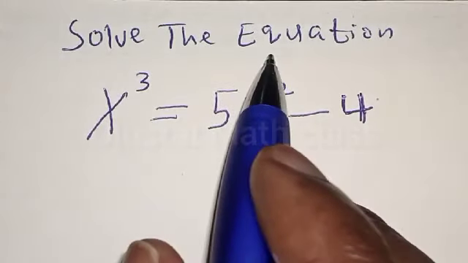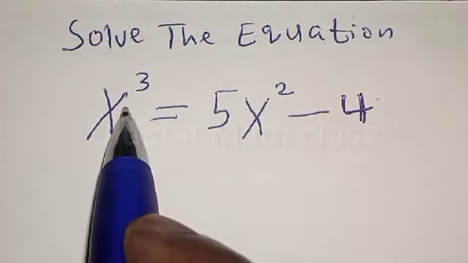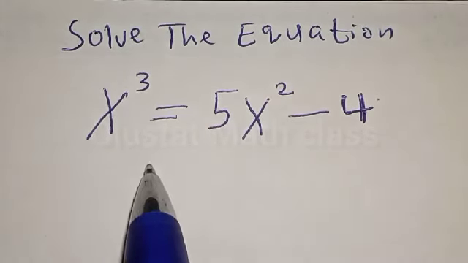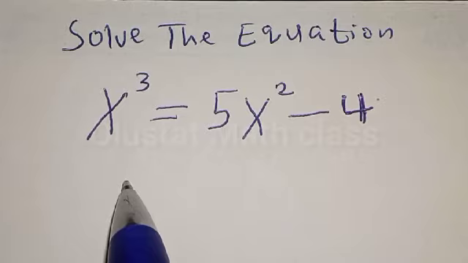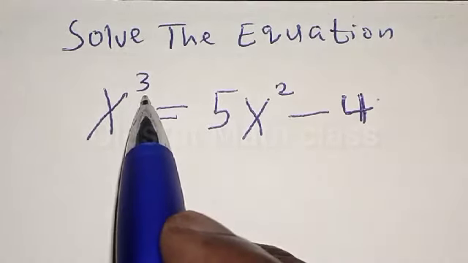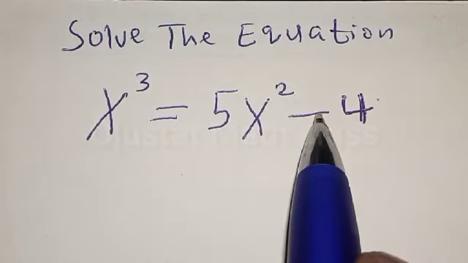Solve the equation x raised to power 3 is equal to 5x squared minus 4. Welcome to my class. In today's class, we want to quickly look at how we can solve this equation: x raised to power 3 is equal to 5x squared minus 4.